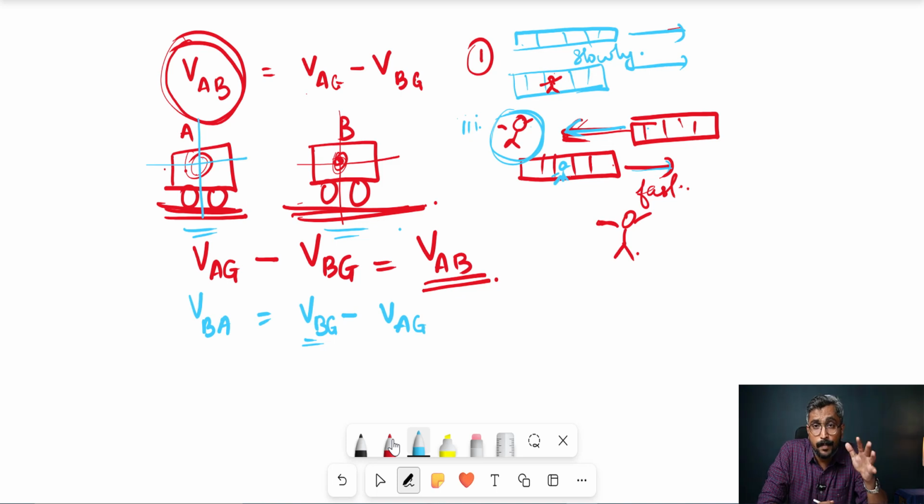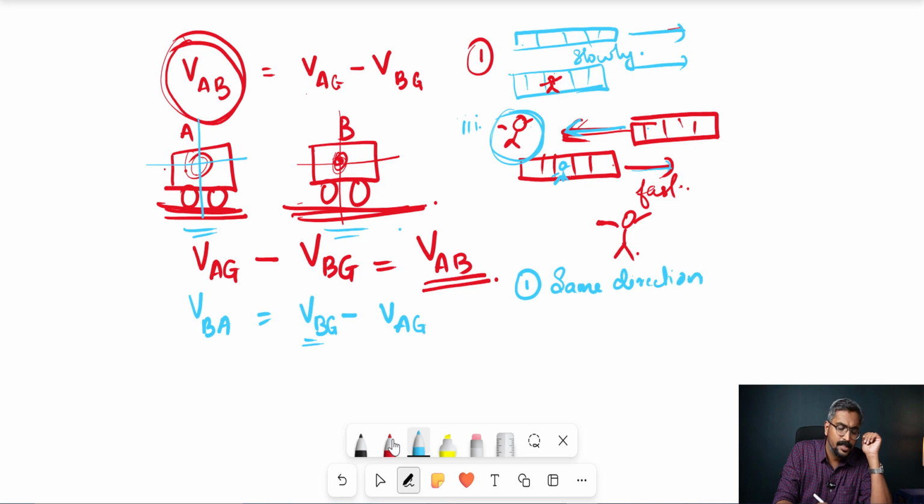This is a simple logic. So what is the logic there? In the first scenario, where the trains are moving in the same direction, just imagine that this is train A and this one is train B. I am sitting in which train? B. So I need to find out the velocity of A with respect to B, which is the train in which I am sitting. So B will be the reference point, and VAB is the one which I need to find.